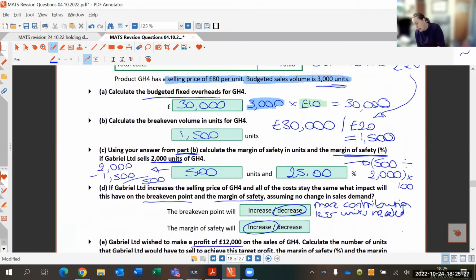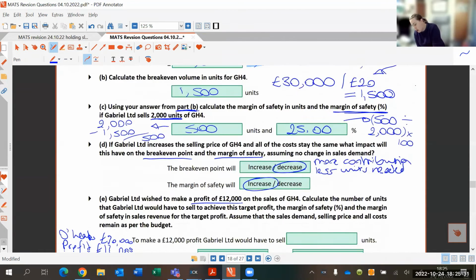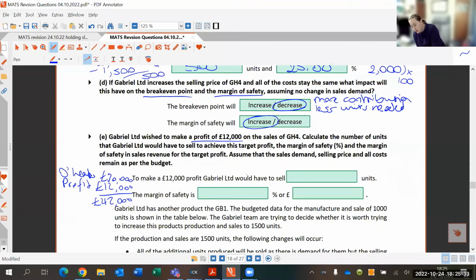We said originally that our contribution per unit was £20, and we've still got that as an issue. So I'm just going to continue it down here. If we do our £42,000 of total costs and divide by that contribution per unit, we should now have to sell 2,100 units. And that's our new break-even point. Yeah, that's our answer.